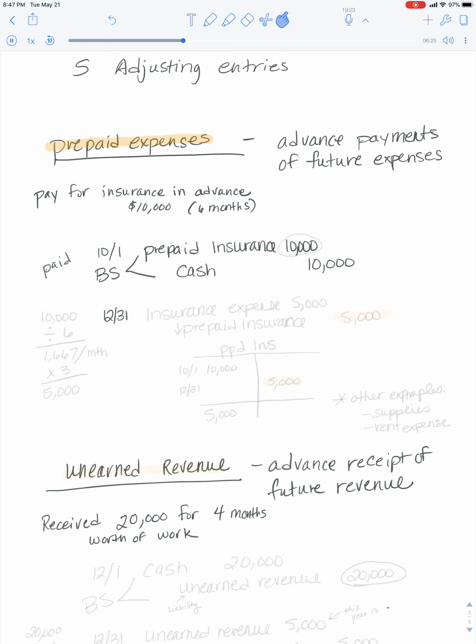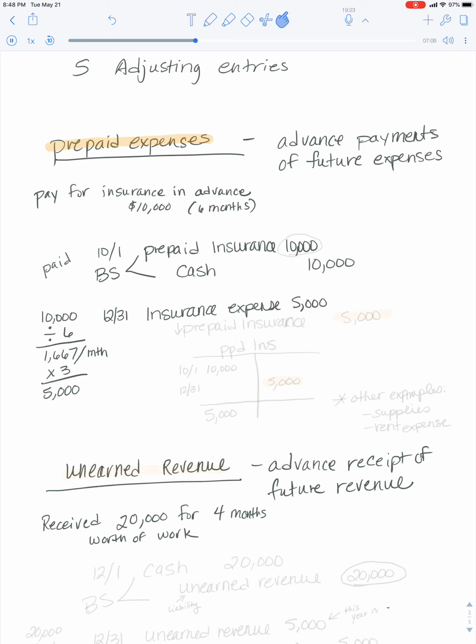Well, if $10,000 is for 6 months, that means that's $1,667 a month. So for 3 months of insurance, that should be $5,000. So we can go ahead and recognize $5,000 on the income statement. So insurance expense, $5,000. And we're going to remove it from this holding place that's on the balance sheet.